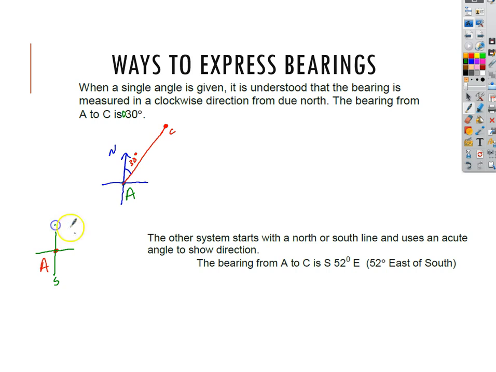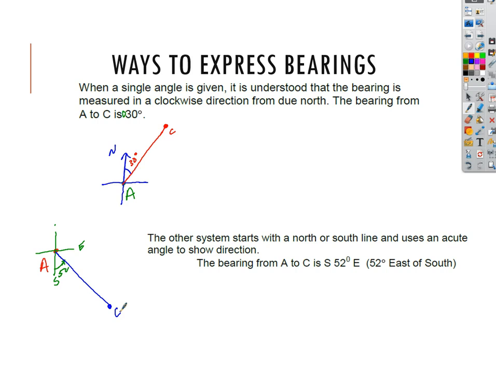Well, again, never eat shredded wheat or never eat sour watermelons, however you chose to remember it. Here's east, right? So I'm going to go 52 degrees this way. It's about 52 degrees, maybe a little bit more. And I draw my line. And there's where C is at.